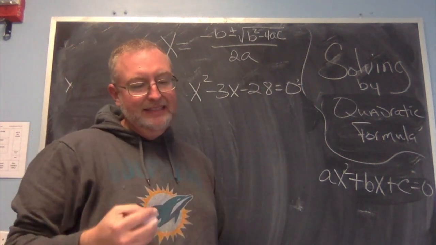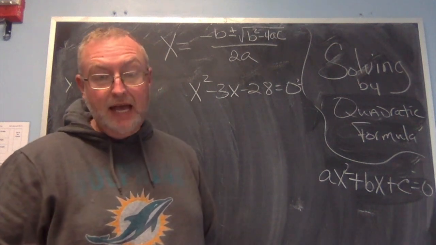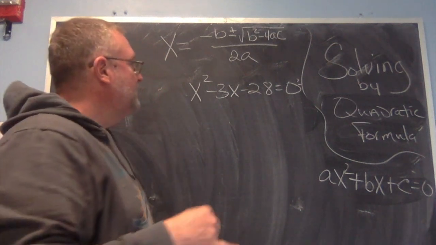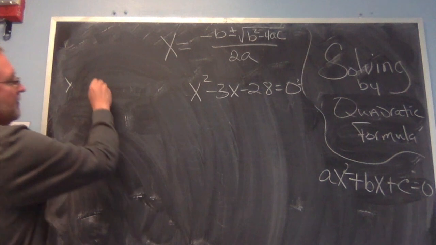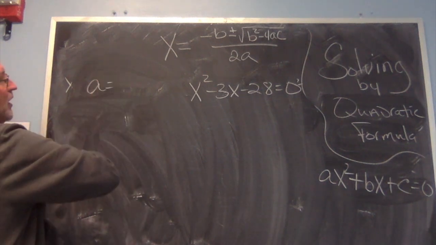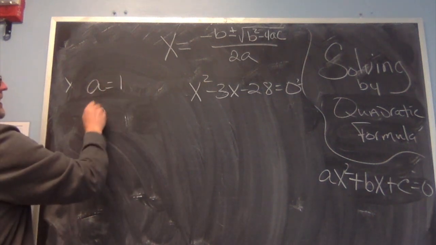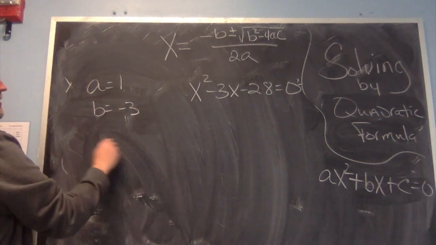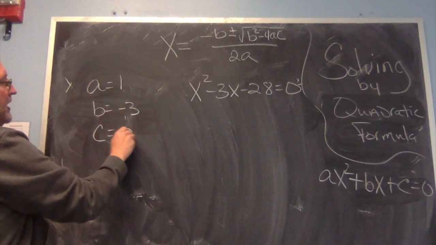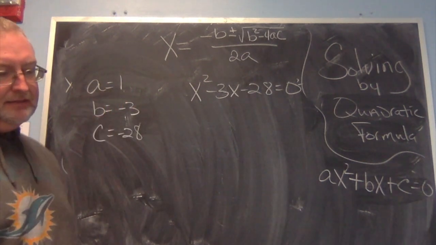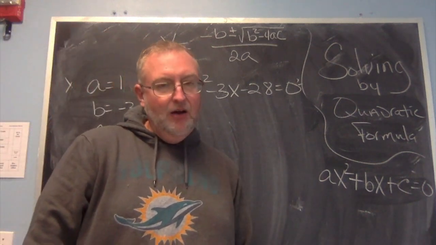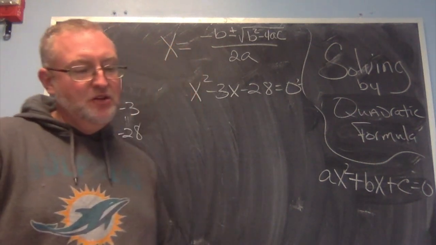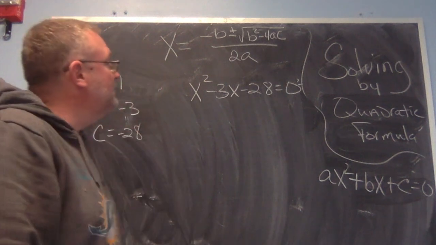All right? Is it in the correct form? Yes. So we have that. Now let's see what each of these are. A in this one is equal to what? 1. B is equal to a -3. C is equal to a -28. All right? Now we have to solve it. We use what we know to be true and plug in the numbers.